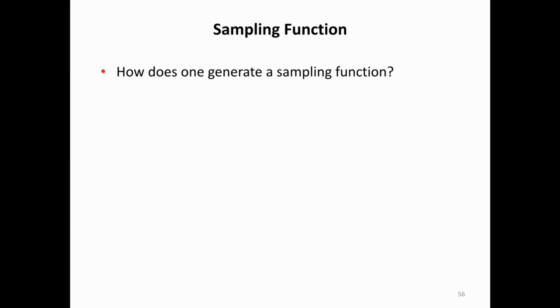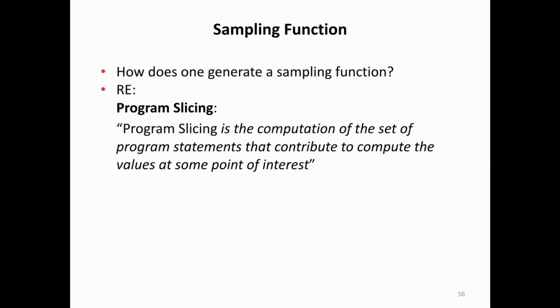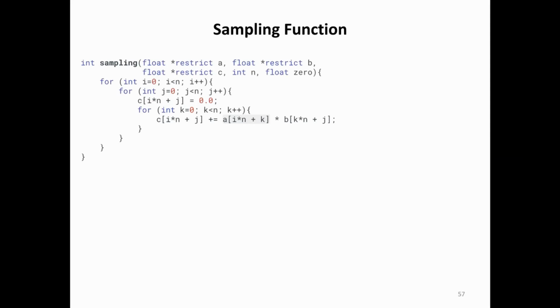So how do we generate a sampling function automatically? And the answer is program slicing. Program slicing is the computation of the set of program statements that contribute to compute a point of interest in the program. So for instance, consider the original matrix multiplication algorithm, and we want to profile this point here, this value A of I times n plus k. We clone this loop to a function, which I'm calling sampling.